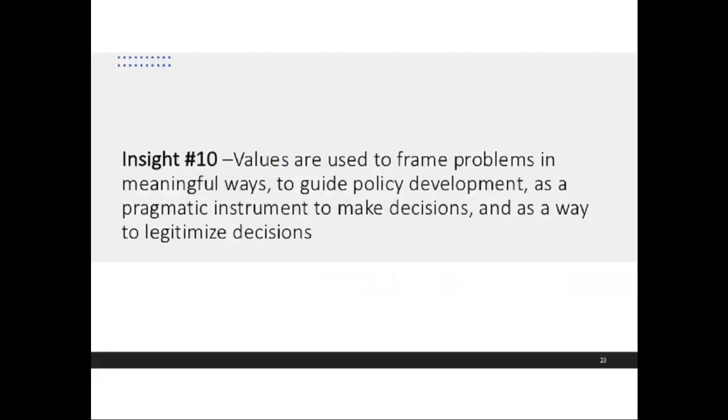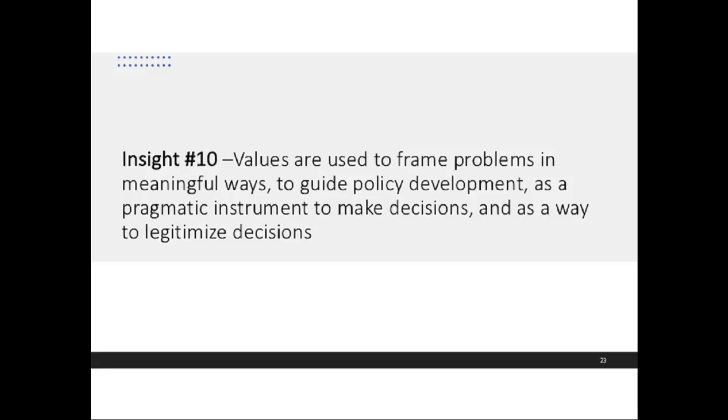And the last insight is that values are used to frame problems in meaningful ways. So values can be used to show that something is very important, because countries have problems with accessibility or universality, or with inequity, or with not enough quality in the delivery of healthcare. So this frames the problems in very meaningful ways. So that is what values are used for.